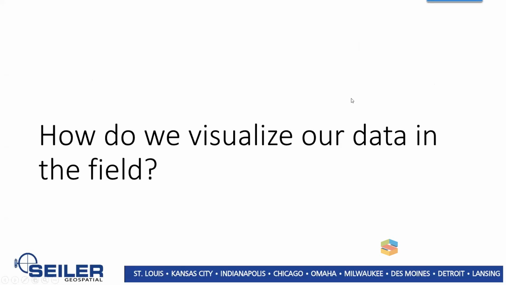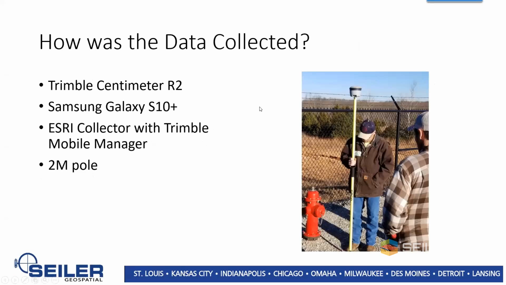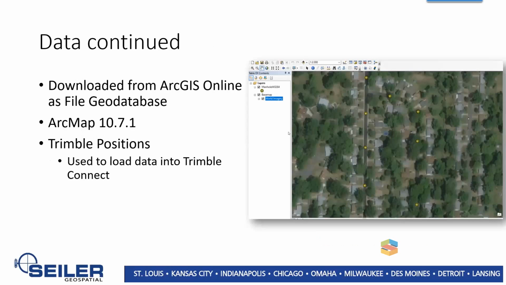And the data that I collected, so all the data that we're looking at today was collected by me. I did it with my Trimble Centimeter R2 with a Samsung Galaxy S10, collected with Esri Collector with Trimble Mobile Manager on a 2-meter pole. Now I'm looking for elevations here because I'm dealing with manholes. That's why I'm giving you this pertinent information and how the data was collected. I then took my data and I downloaded it from ArcGIS Online as a file geodatabase.